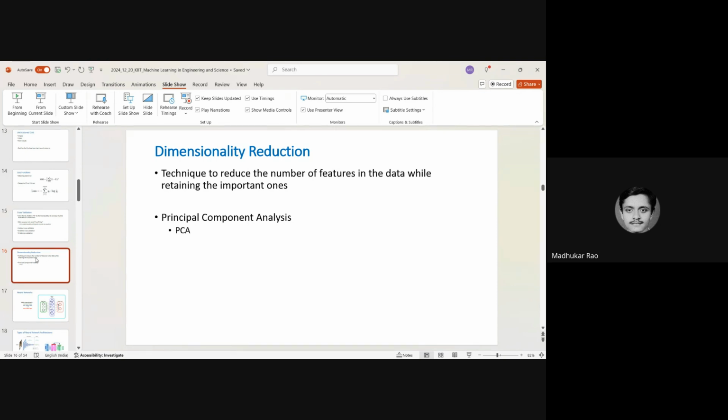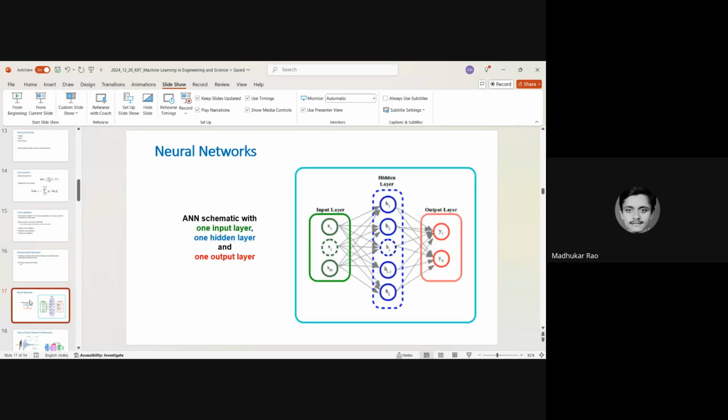Okay. Now we come to neural networks. This is what has made machine learning so popular in the last 15 years or so. Artificial neural networks. On the right side, can you see my picture now? Yes, sir. Okay, good.